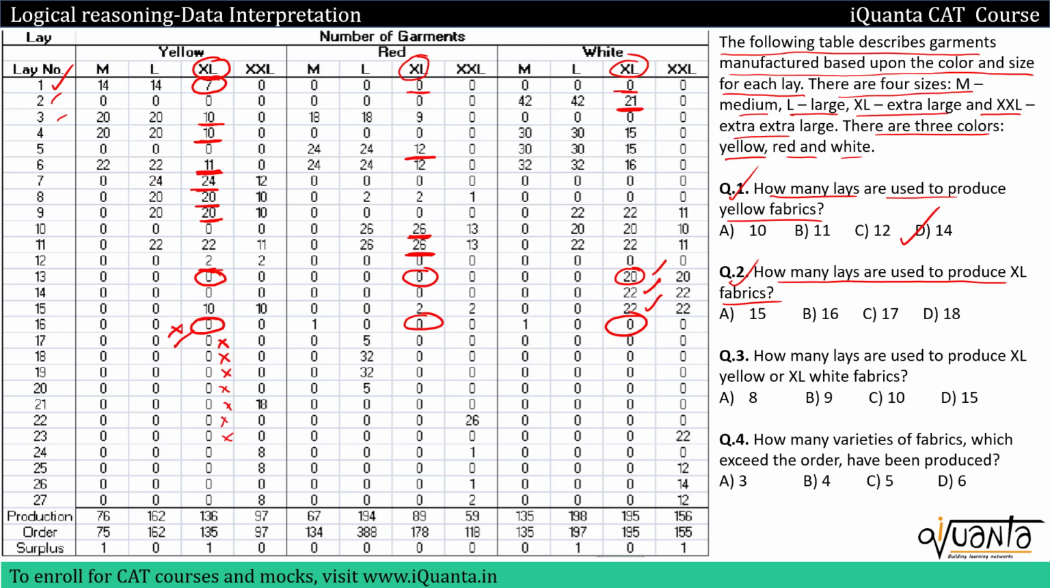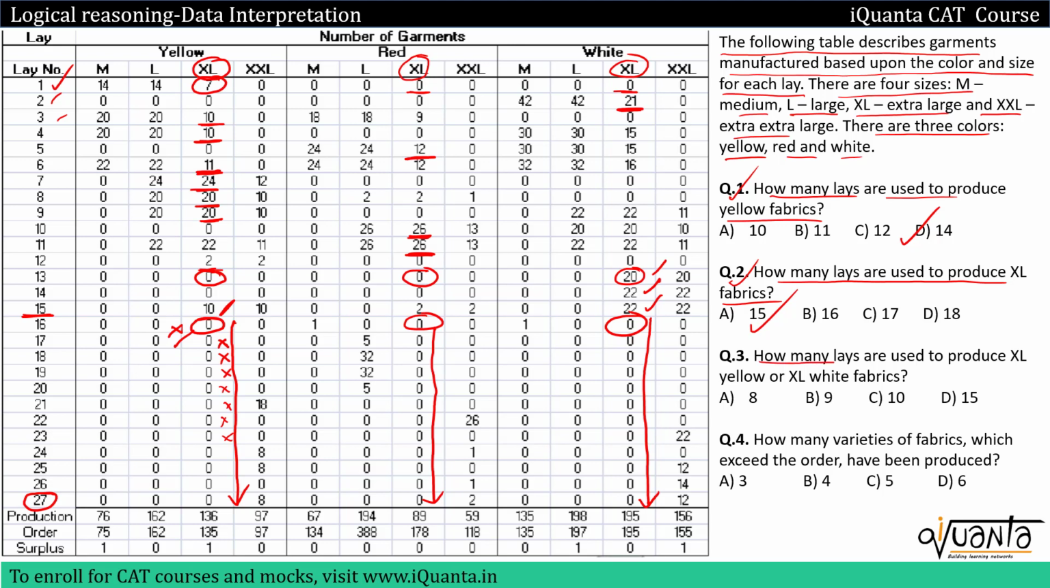So when you do this, we can see that till top 15 we were having at least one XL garment, but from 16 till this 27th lay we have just 0 for all these lays. So in total we were having 27 lays, and in top 15 we have at least one XL garment. So option A will be the correct answer here, 15.